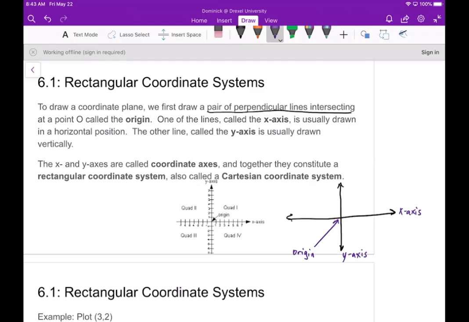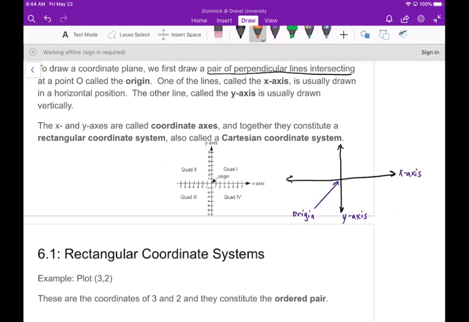Together, we refer to them as coordinate axes, and together they constitute what's called a rectangular coordinate system, or we could also call it a Cartesian coordinate system. All we really mean by a rectangular coordinate system is that when we plot points, we specify their position as it appears to the left and the right and up and down, right? So sort of like moving like a rectangle.